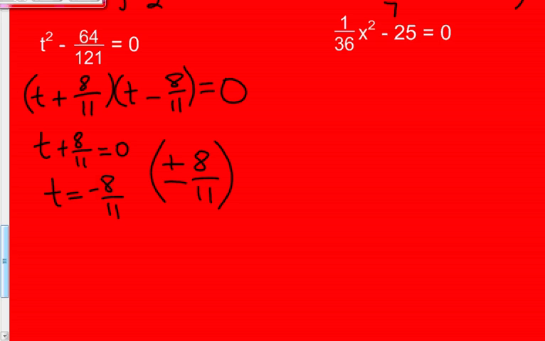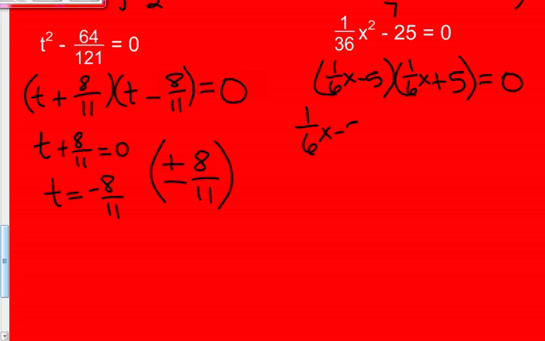Okay, one more. Break it into 2 binomials. 1 over 36 perfect square is 1/6 x, 1/6 x. And then 25 is minus 5 and plus 5. Now, we're going to pick one of these to set equal to 0.